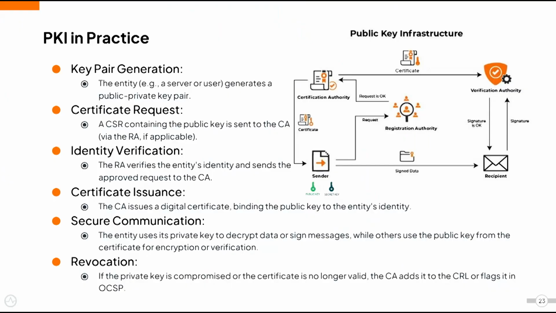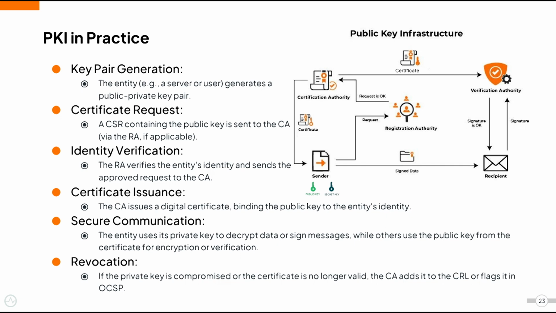So let's see how PKI works in practice. I have the same diagram I had before as well. So first, the entity will generate a key pair and will submit a CSR request to the registration authority, which will be validated by the registration authority, and upon validation, it will be forwarded to the certificate authority to issue the certificate.